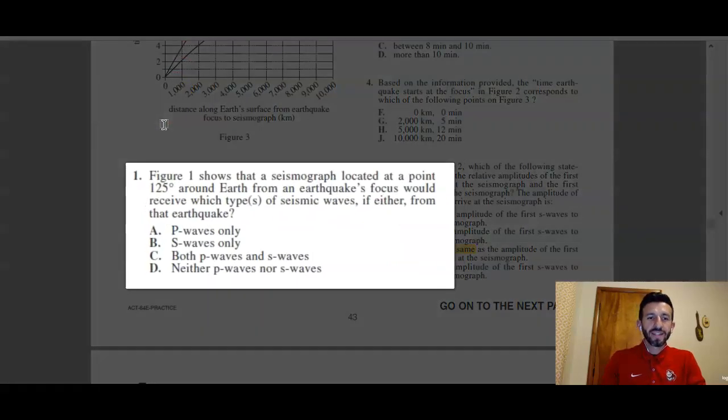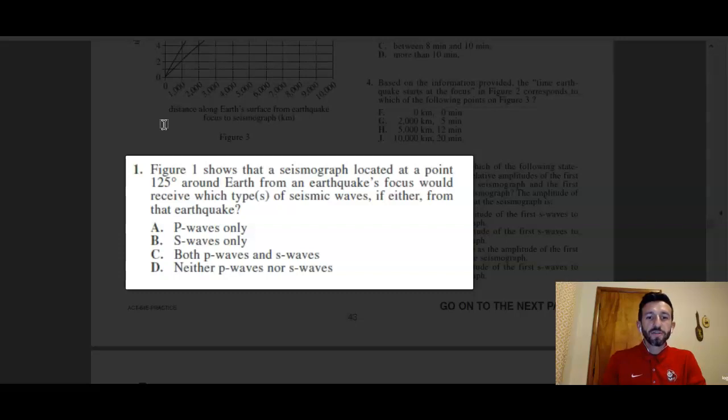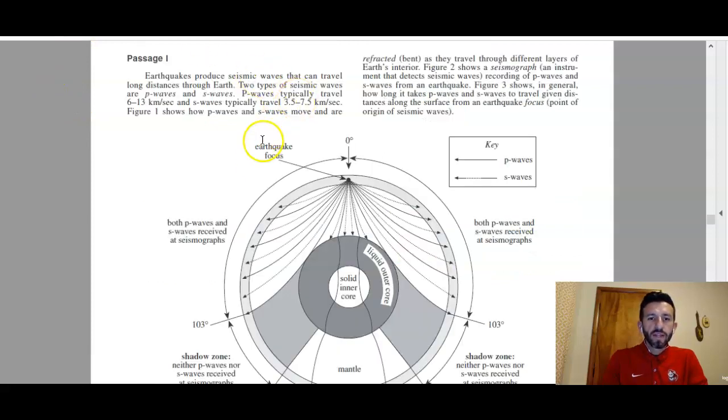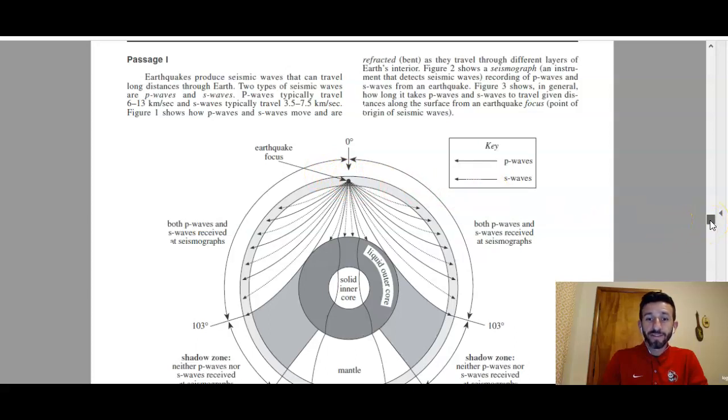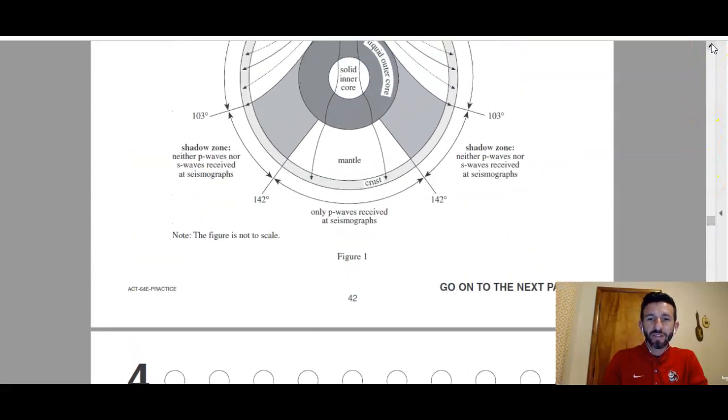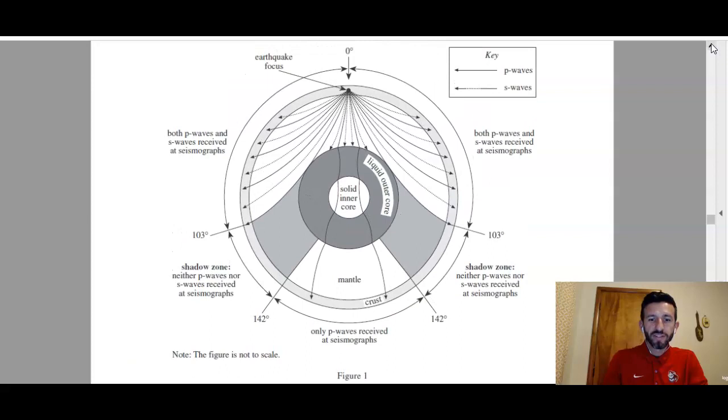Question 1 says, Figure 1 shows that a seismograph located at point 125 degrees around Earth from an earthquake's focus would receive which type of seismic waves, if either, from that earthquake: P, S, both, or neither. Okay, here's the earthquake's focus right here in that image. By the way, this is a scientific model. It's a conceptual model of what's going on. This isn't actually what the Earth is like. It is just a visual representation.